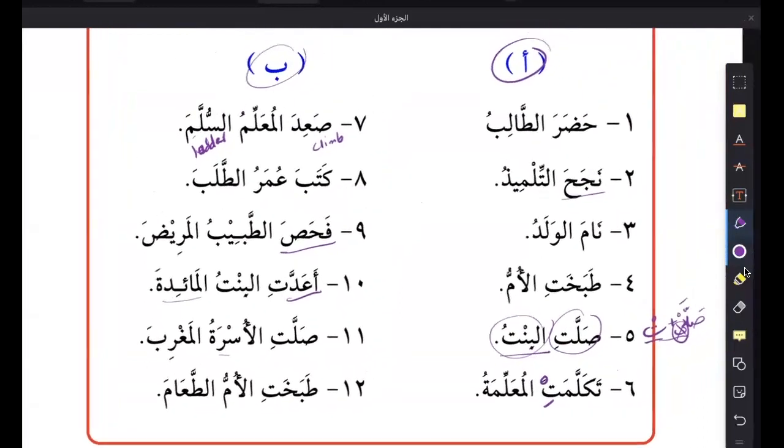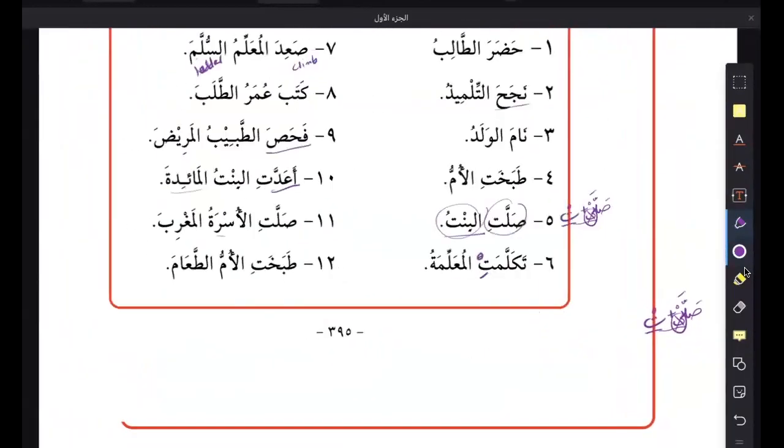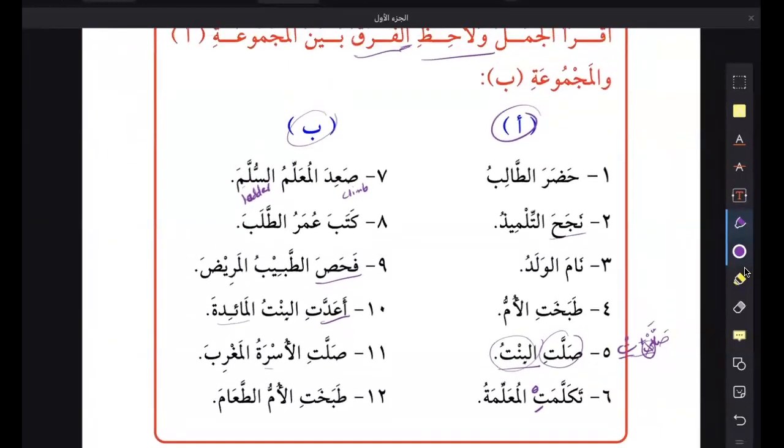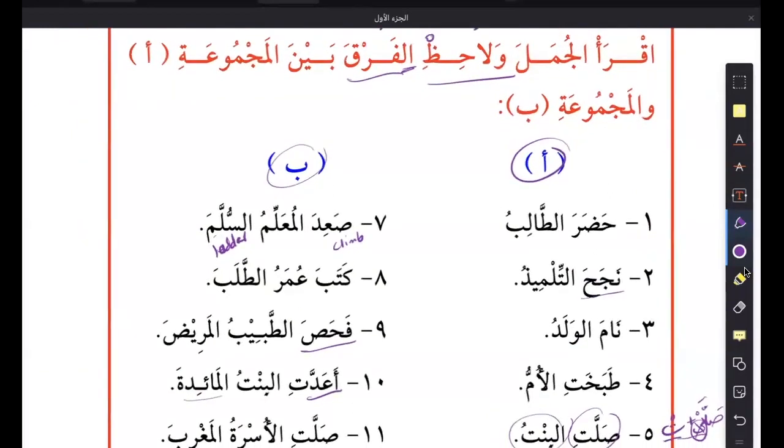So what's the difference? What are they showing us here? Actually, they're showing us a very interesting and important thing that we've been talking about all this time: there are two types of verbs. All the verbs can be divided into two types. You have transitive and intransitive. Transitive in Arabic is called lazim.